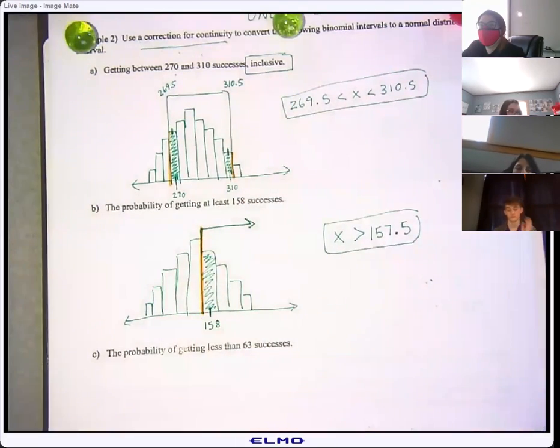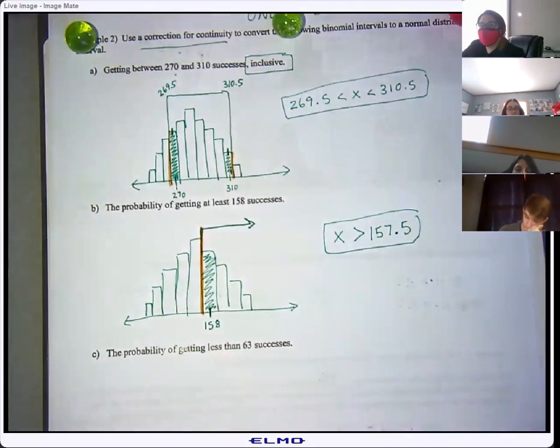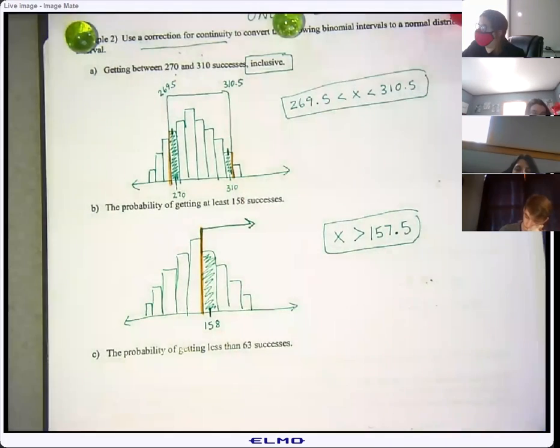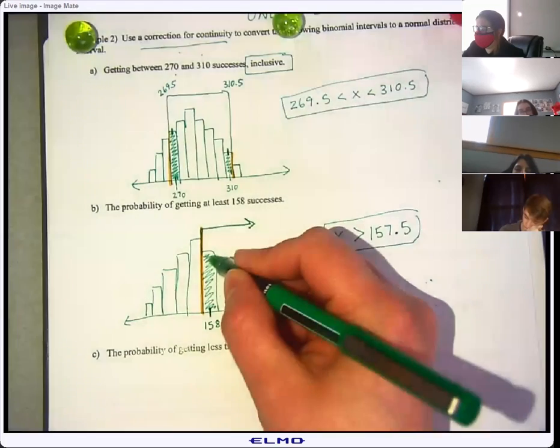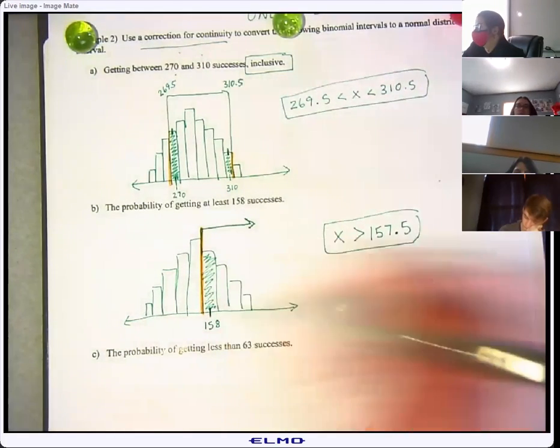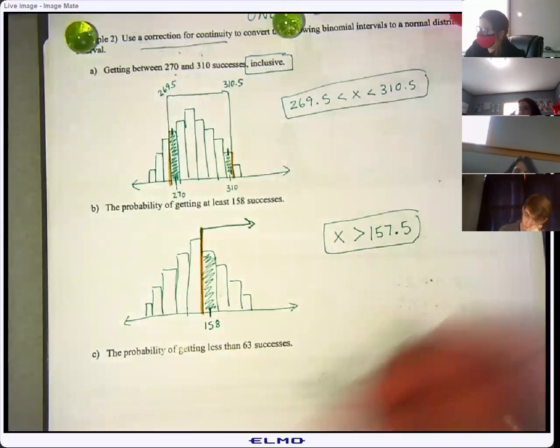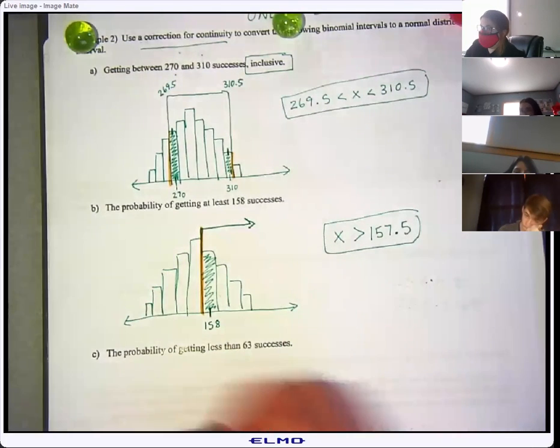Are you ever going to have a situation where it's not 0.5? No, it's always going to be 0.5 for sure. The question for you is just: do I include the bar that we're talking about or do I not? And here's an example where you don't include it. So let's try this one.